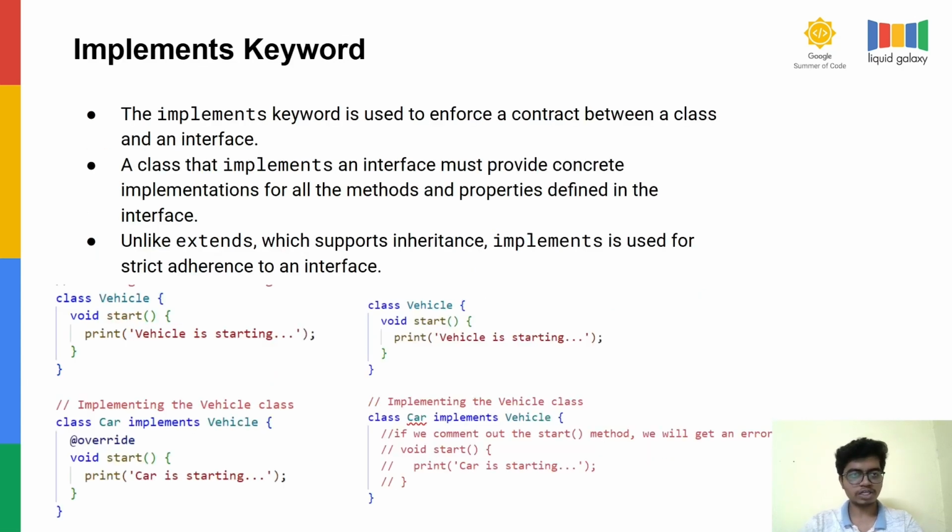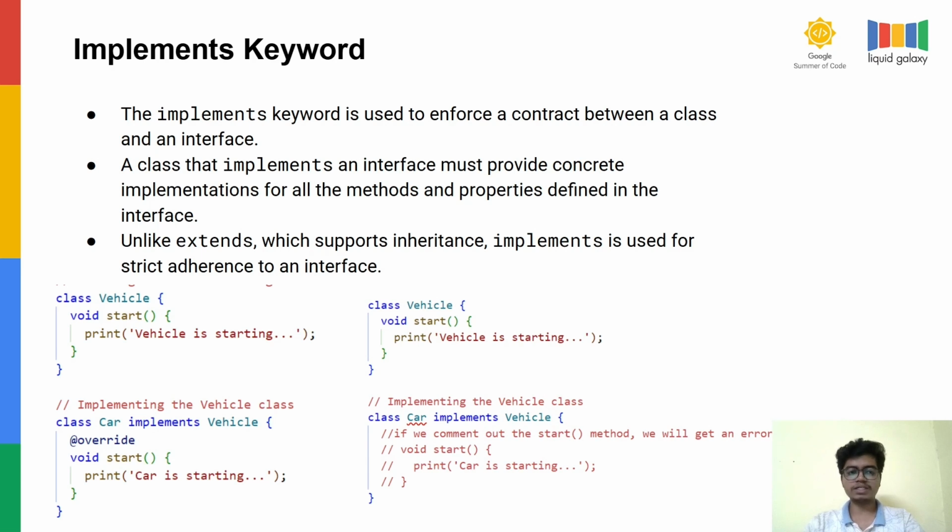Now comes an important keyword, which is implements. The implements keyword is used to enforce a contract between a class and an interface. It would be more helpful if you understand it with the code. I have created a class vehicle, and I'm using the vehicle class everywhere in order to maintain consistency. In the vehicle class, there is a method called start, which prints vehicle is starting.